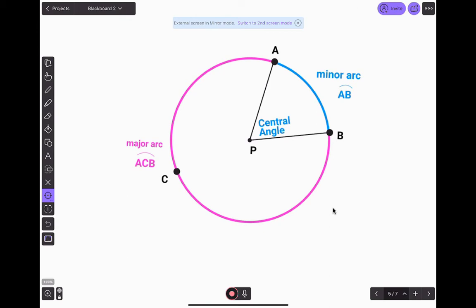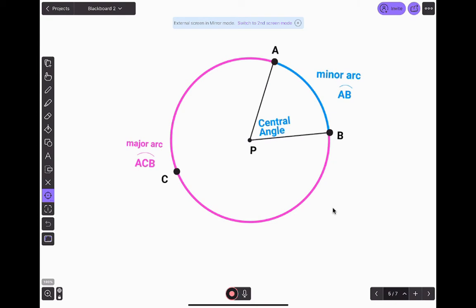The next terms I'm going to talk about are arcs. Now, if I look here, I have an angle that goes from A to P to B. Now that angle is going to make an arc on the circle right there, okay? So that arc is going to be called the minor arc because it's going to be the shorter arc of that circle, okay? Now the way I write that down is I write the two letters of the arc, in this case it's AB, and then I put a curved little line above the AB to signify that it's an arc, okay?